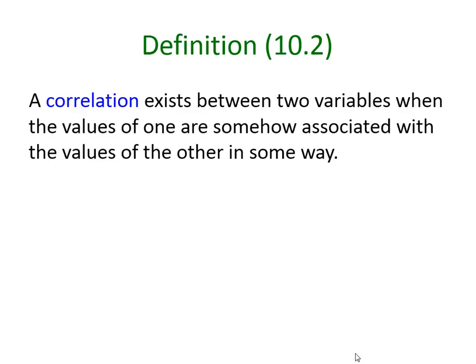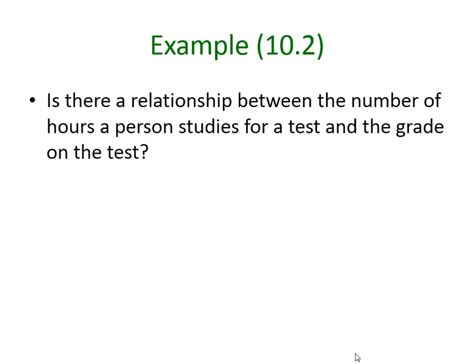So a correlation exists between two variables when the values of one are somehow associated with the values of the other in some way. Just because there's an association doesn't mean that one causes the other. You're just looking at the fact that there is some sort of relationship between those two things.